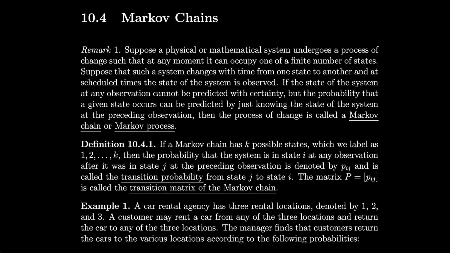If a Markov chain has k possible states, which we label as 1, 2, through k, then the probability that a system is in state i at any observation after it was in state j at the preceding observation is denoted by Pij, and it is called the transition probability from state j to state i. The matrix P equal to the Pij entries is called the transition matrix of the Markov chain.